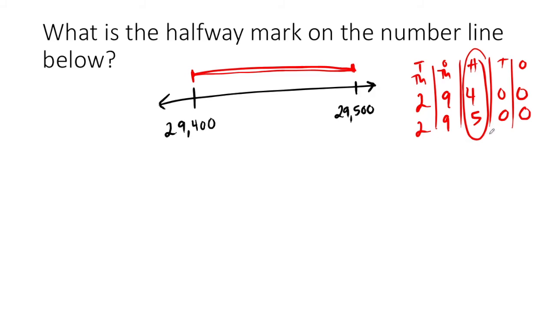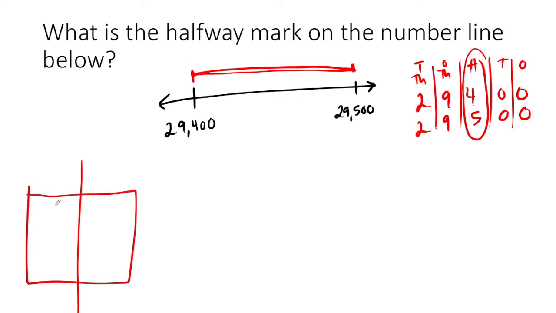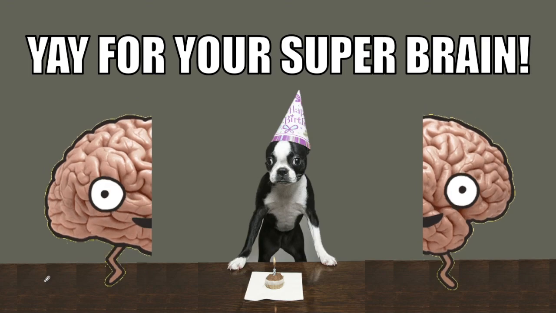Now we think of the halfway mark. What's half of 100? If we go back to that flat, half of 100 is 50. But I can also think of 5 in the next place over. So what number is going to go right here in the middle if 50 is my halfway mark? What number is going to go right here? Since 50 is half of 100, my halfway mark is going to be 29,450 because I'm 50 up from this number here. Yay for your super brain! Now we can split cakes, but we can be splitting up numbers too.